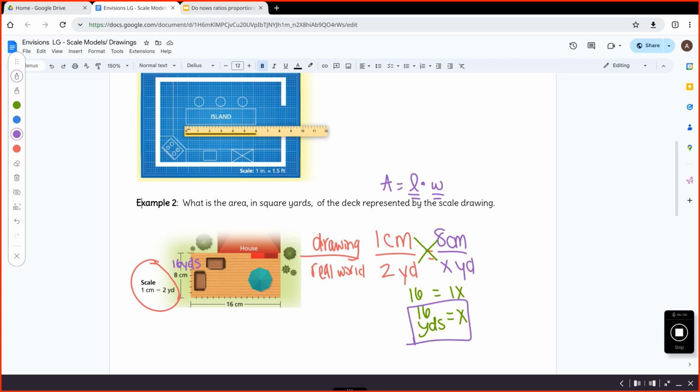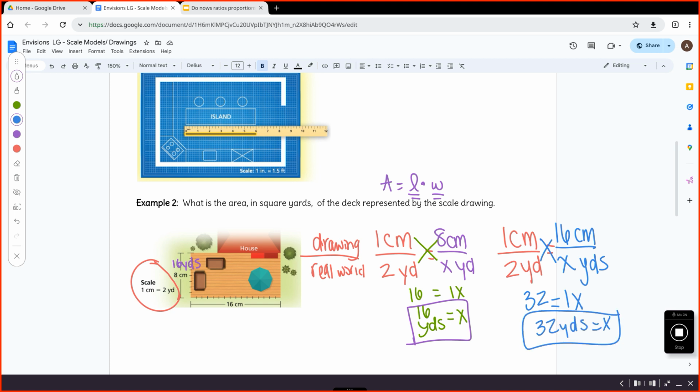Now we can create our second proportion. Again, we start with our scale, 1 centimeter to 2 yards is equal to, here is our width, 16 centimeters over x yards, because we're trying to figure out how many yards it is in the real world. When we cross multiply, we have 1 times x is 1x. 16 times 2 gets us 32. So now we have 32 yards is equal to x.